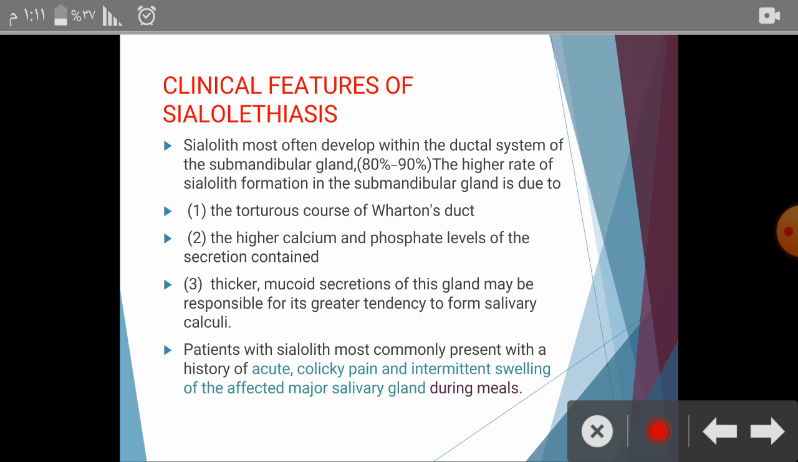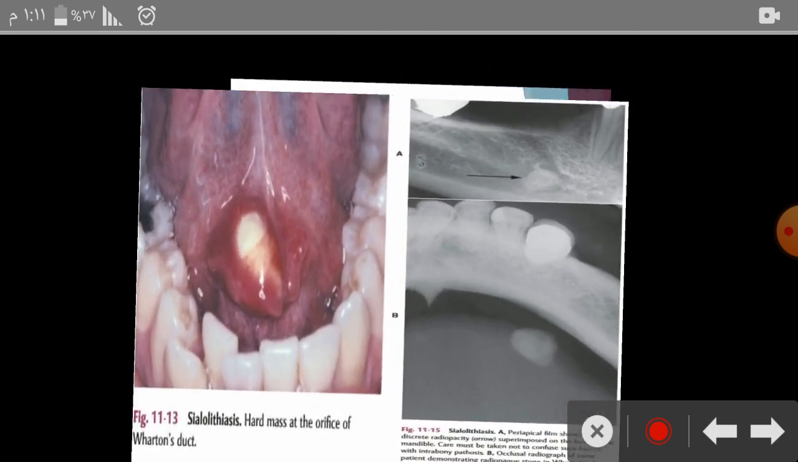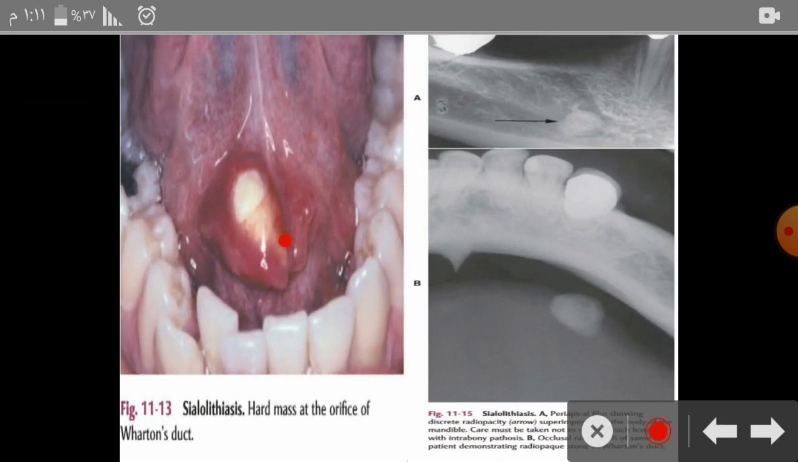The patient with sialolithiasis most commonly has a history of acute colicky pain and intermittent swelling that affects the major salivary gland during meals. In this picture, we see the sialolith in the submandibular gland and the Wharton duct, and here the X-ray of the submandibular calculi.